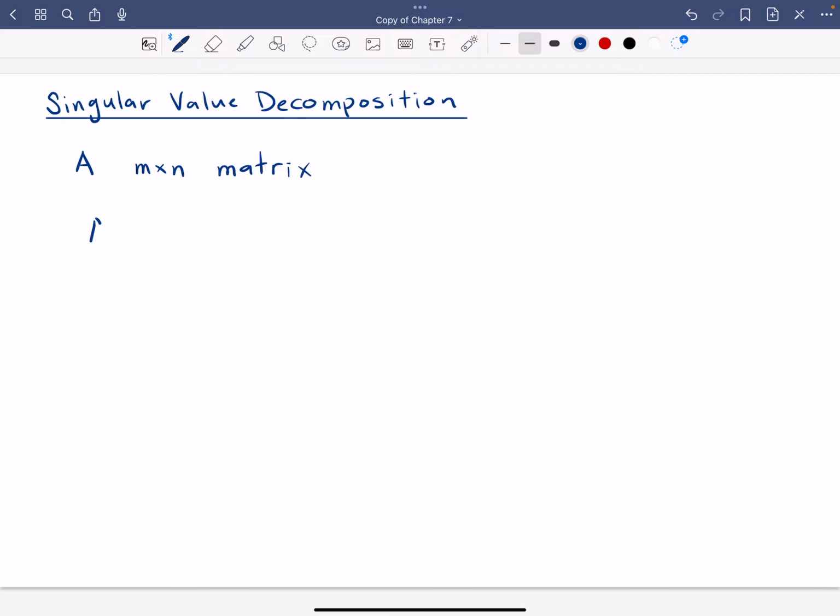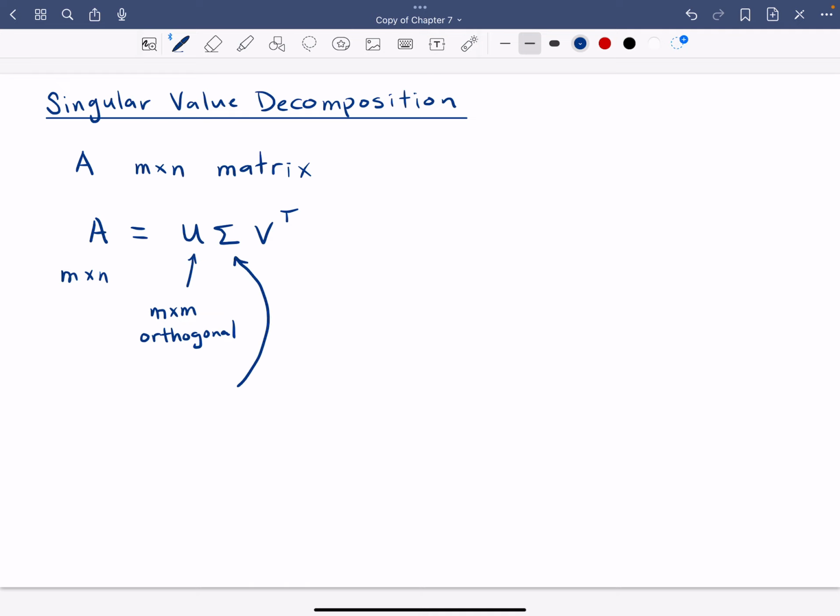Now what a singular value decomposition does is it gives you a way of splitting the matrix A up into the product of three matrices: U, sigma, and V transpose. Remember A is an m by n matrix. U is going to be an m by m orthogonal matrix, which means, again, an orthogonal matrix is a matrix that has orthonormal columns. So it's a square matrix with orthonormal columns.